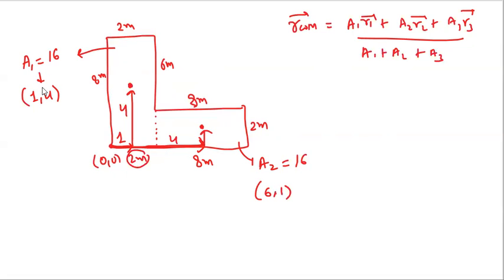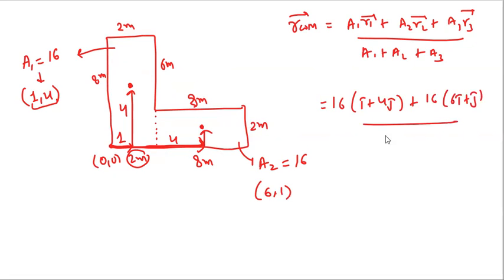So we have A1 equal to 16 and its position vector is 1, 4, so R1 will be i cap plus 4 j cap. A2 is 16 and the coordinate will be 6 i cap plus j cap. So you just have to put in these values: 16 times (i cap plus 4 j cap) plus 16 times (6 i cap plus j cap), divided by 16 plus 16. If you solve this, you will get the coordinate of the center of mass.